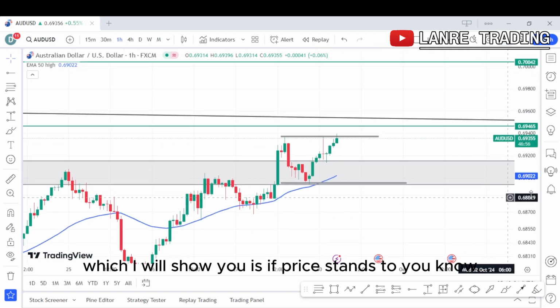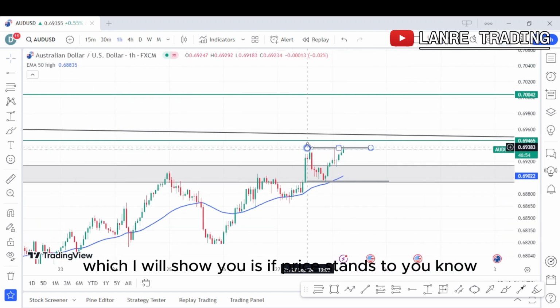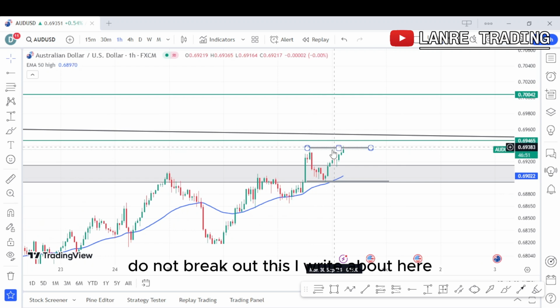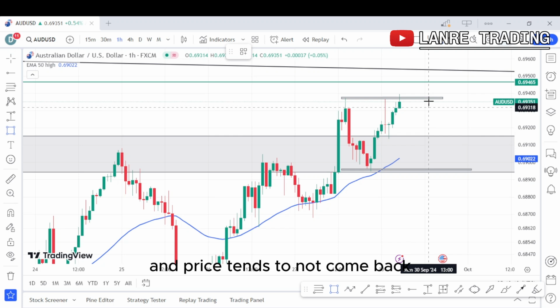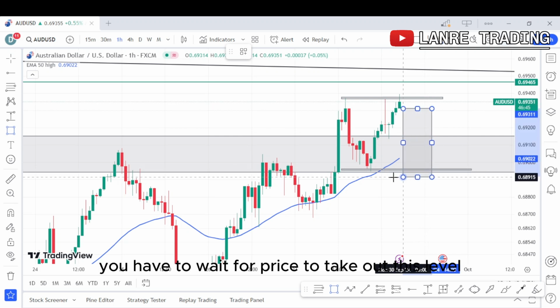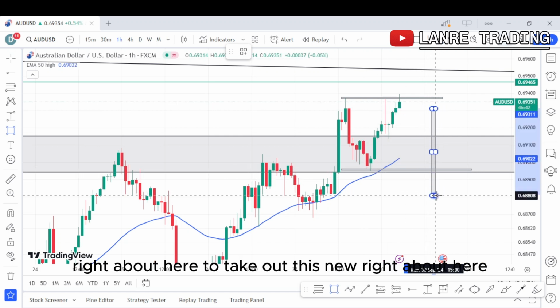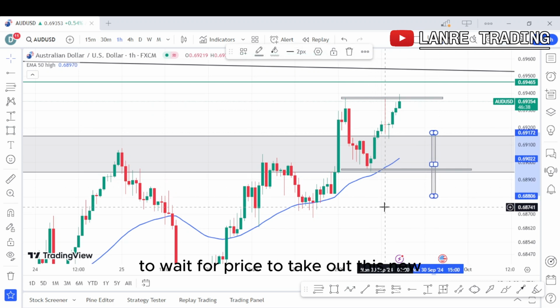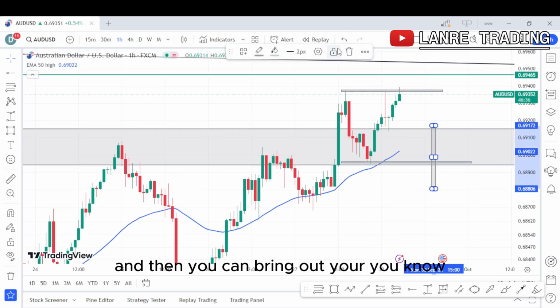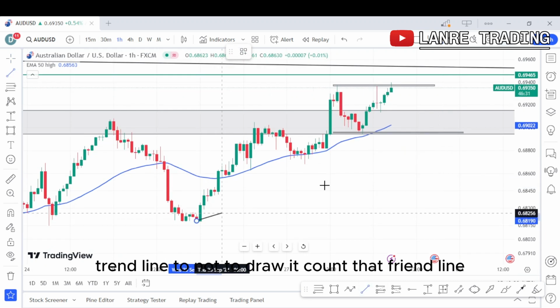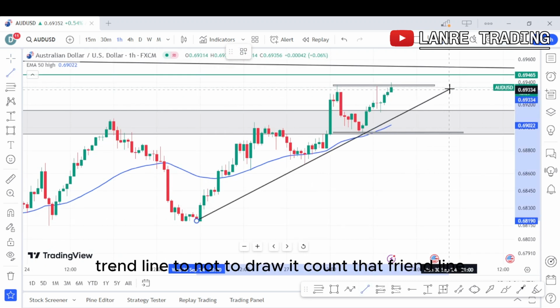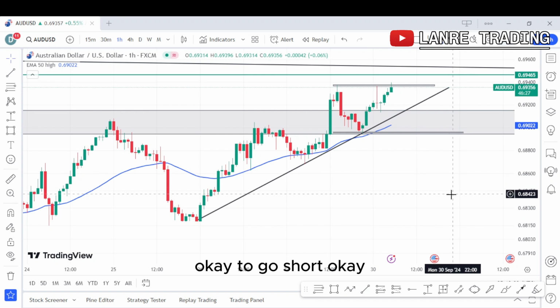And the second move which I will show you is if price tends to not break out this high right about here, and price tends to come back, we have to wait for price to take out this low right about here. We wait for price to take out this low, and then you can bring out your trend line to draw a counter trend line, okay, to go short.